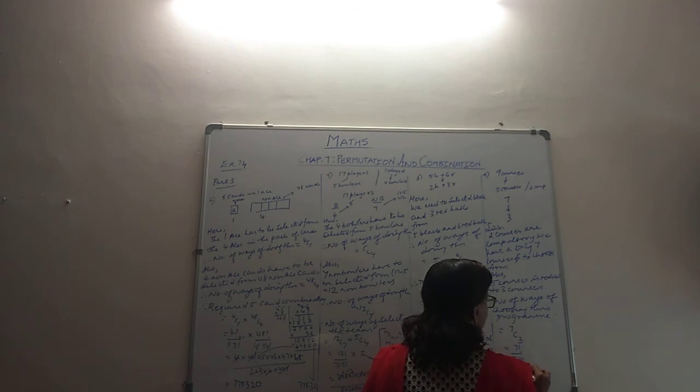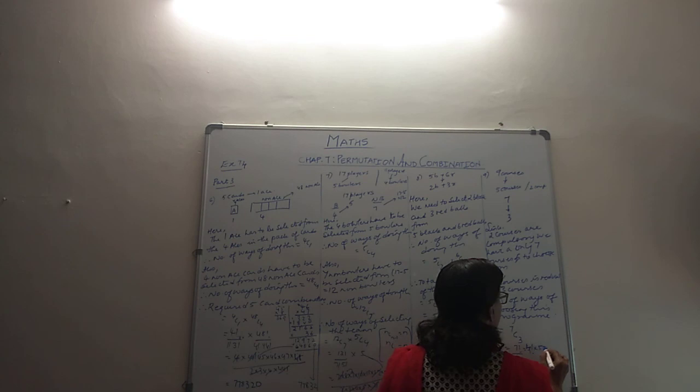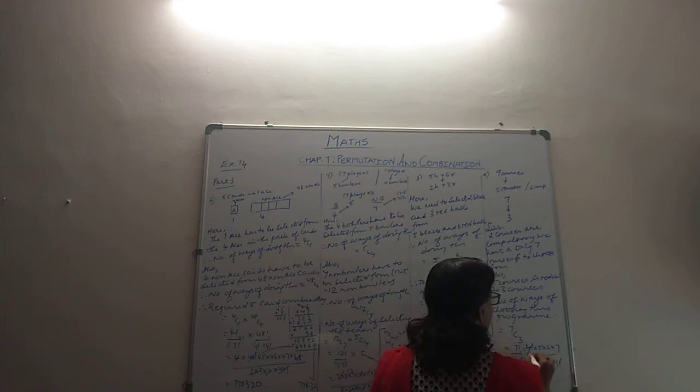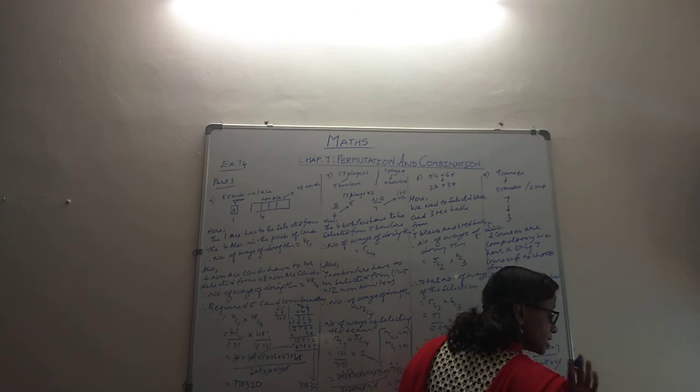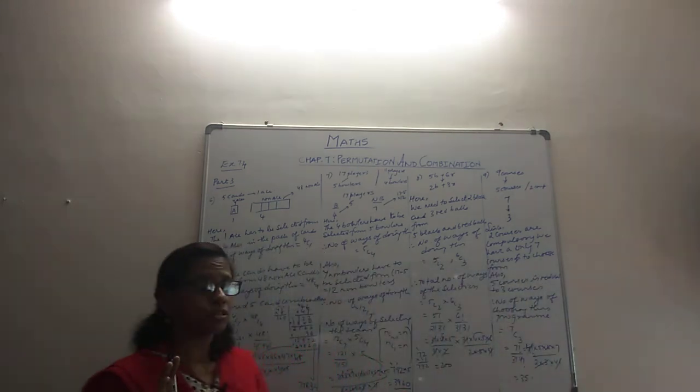On solving, 4 factorial into 5, 6, 7, and 3 factorial is 2 into 3. 4 factorial is there, which is getting cut. So you have 6 getting cut, 35. There are 35 different ways in which you can make the choice.